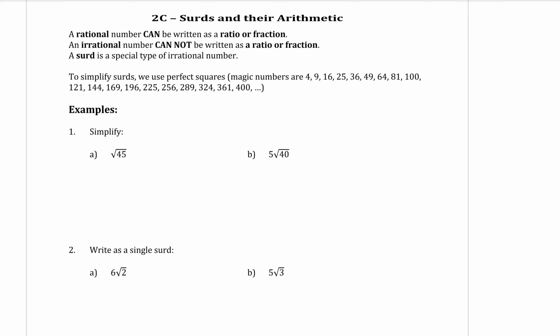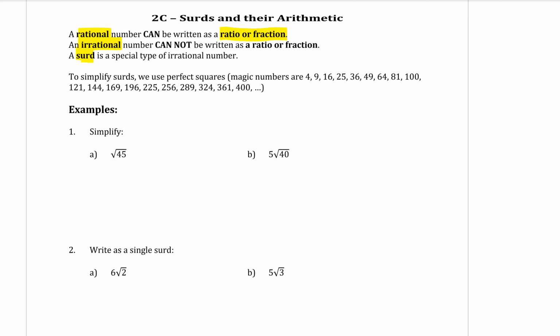Okay. So we talked about rational numbers. A rational number can be written as a ratio or a fraction. We usually do fractions. An irrational number, which is what we're looking at now, cannot be written as a ratio or a fraction. And we typically call them a surd. A surd is a special type. There are a few others, as I mentioned before, the pi and the e. There are a few other special numbers that are also irrational, but most of the irrational numbers that we work with are surds.